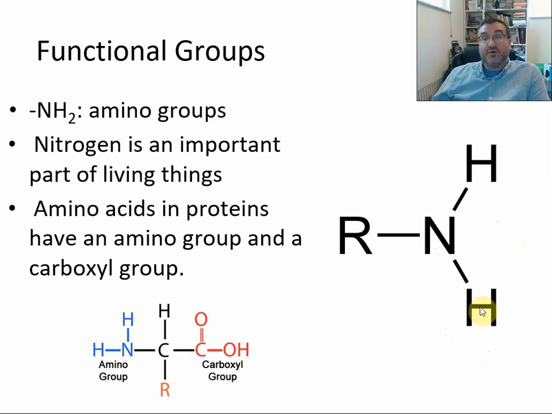The next functional group is called the amino group. It's a nitrogen with two hydrogens involved. You can see the name of chemicals with nitrogen in them often have that sound. This is an amino group, but there's also ammonia. That AM sound of the word is a hint that you're talking about something with nitrogen in it. Nitrogen is an important part of living things, and the amino acids in proteins have an amino group here and a carboxyl group over there, and so that's why these chemicals are called amino acids. The acid part comes from the carboxyl group, and they have an amino group in them too.